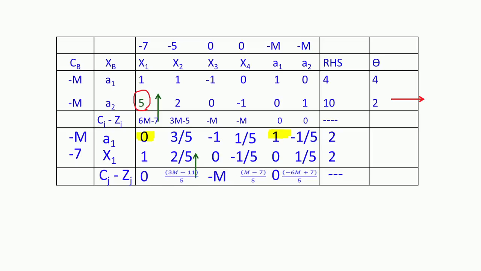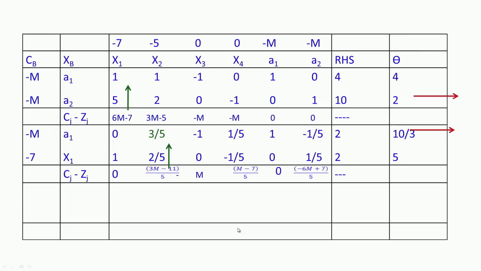Now when variable x2 tries to come into the solution, it has to replace either a1 or x1. To do that, we find out the limiting values. 2 divided by 3 by 5 is 2 into 5 by 3, which is 10 by 3. 2 divided by 2 by 5 is 2 into 5 by 2, which is 10 by 2, which is 5. The smaller value is 10 by 3. So that is the limiting value. So variable x2 will come in and variable a1 will go out.